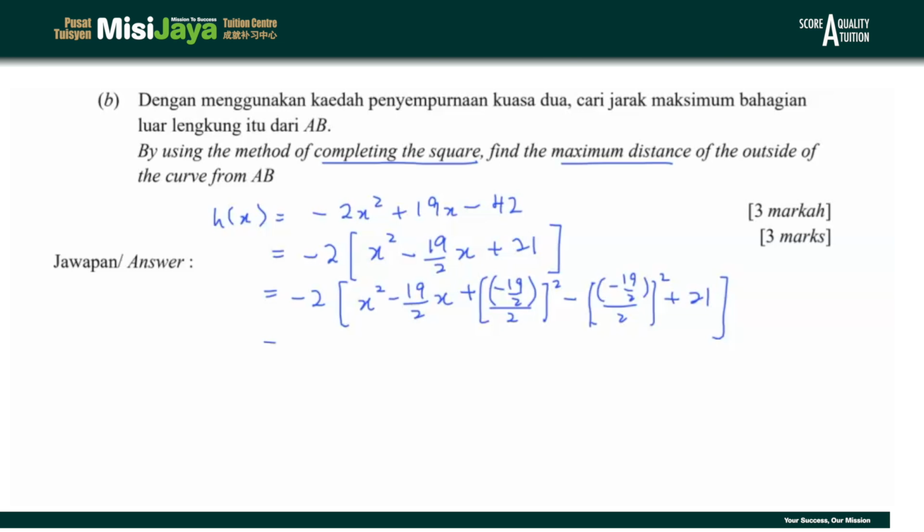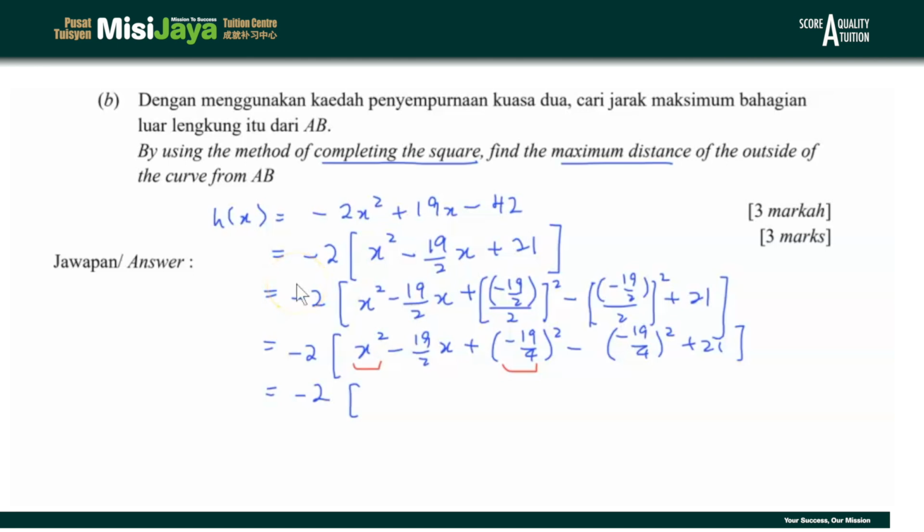Now, before that, the b over 2 whole thing squared, we have to simplify it. So x squared minus 19 over 2x, and then this will be negative 19 over 4, right? So negative 19 over 4 whole thing squared minus negative 19 over 4 whole thing squared, and then plus 21. So now, next step is, I'm going to take the first term and the third term. This is the first term, and this is the third term, without the square, put inside a round bracket.